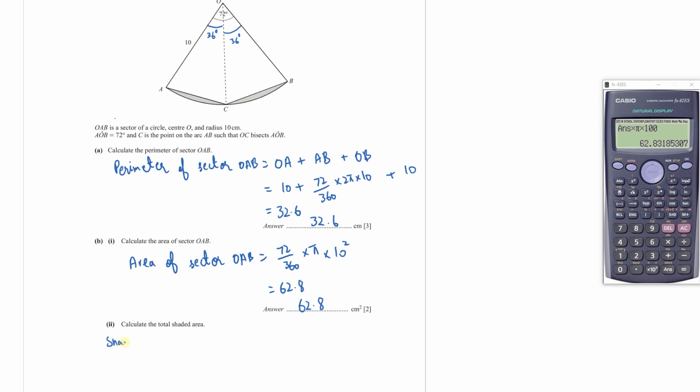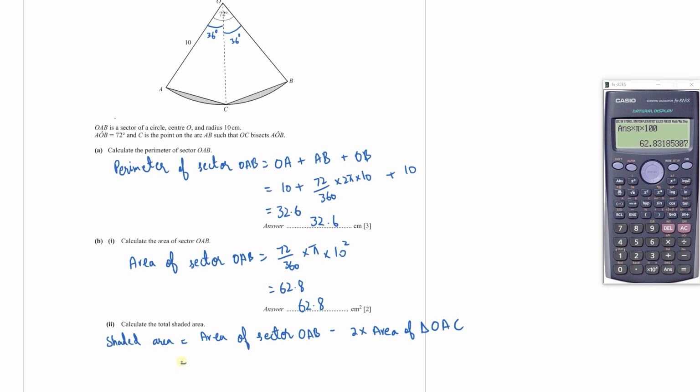So shaded area will be equal to area of sector OAB minus 2 times area of triangle OAC.